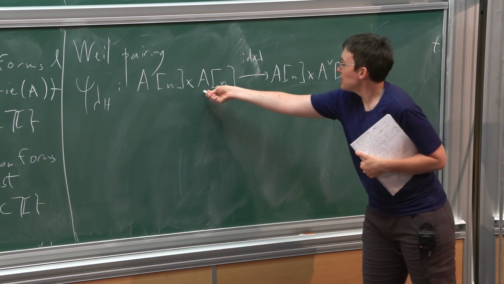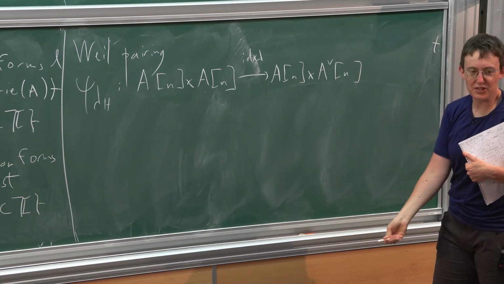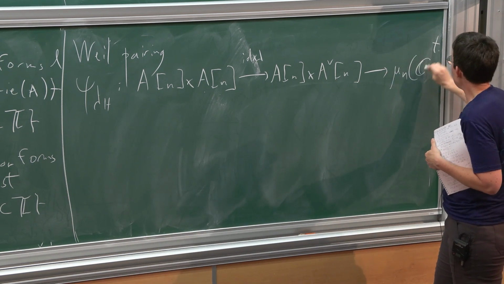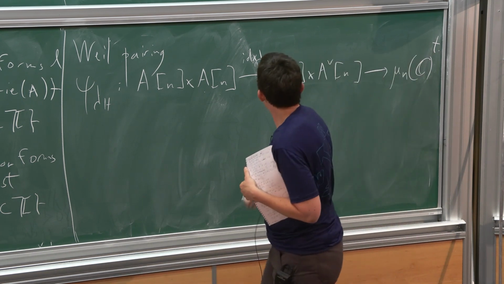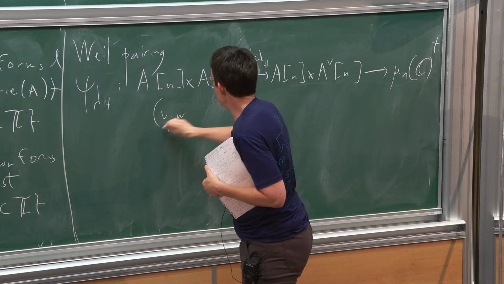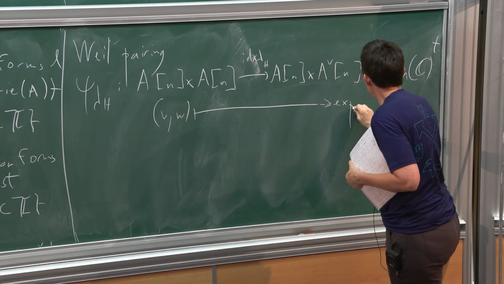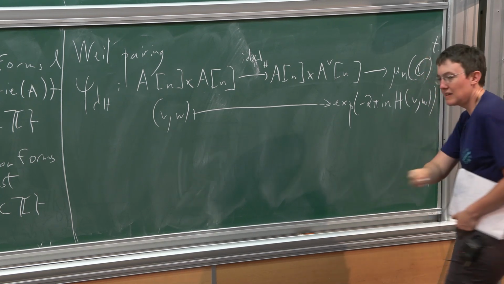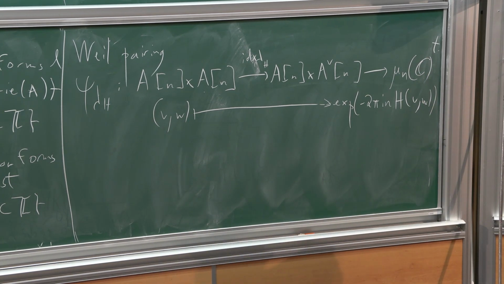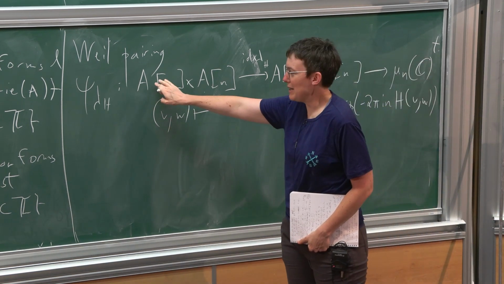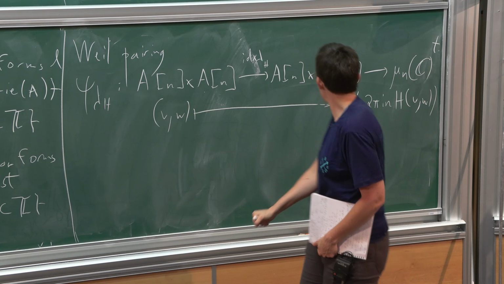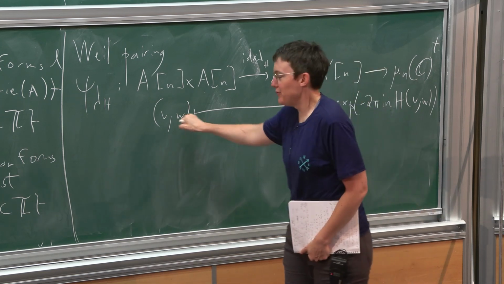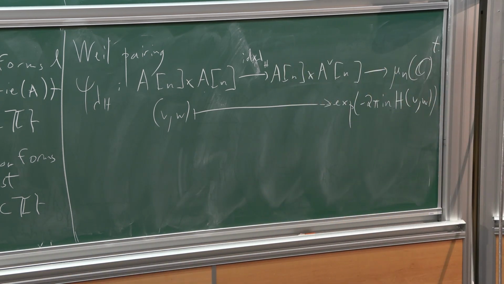Okay, so here I can go from A[n] cross A[n] to A[n] cross A^[n], and here I have a canonical pairing landing in mu n of C. And so what is it? You send (v, w) to the exponential of minus 2 pi i n H(v, w). You can check that this is, so A[n] is just (1/n) lambda divided by lambda. So this is the correct factor, so that this will only depend on the classes of v and w modulo lambda. I'm pretty sure.